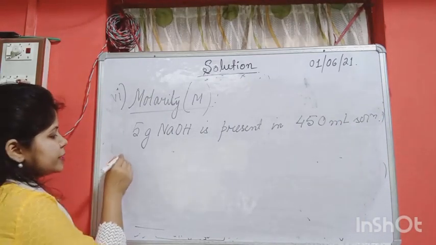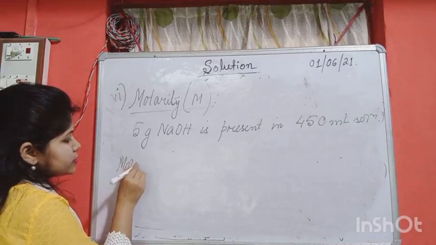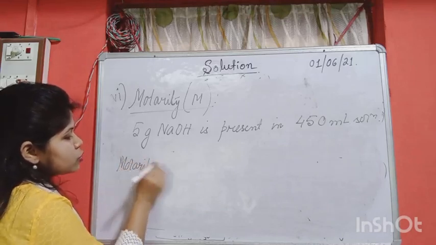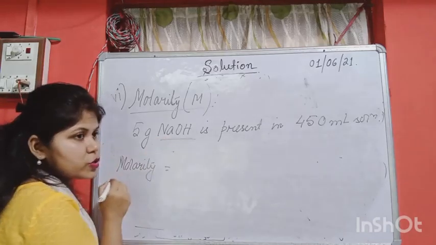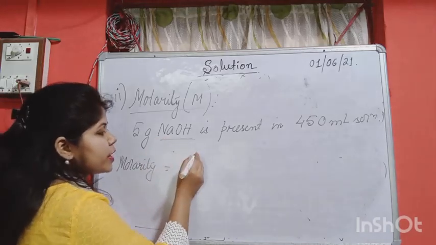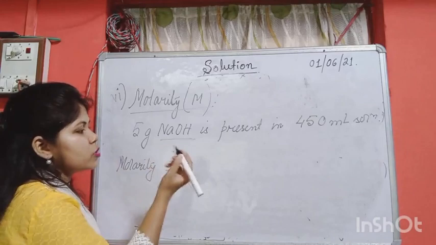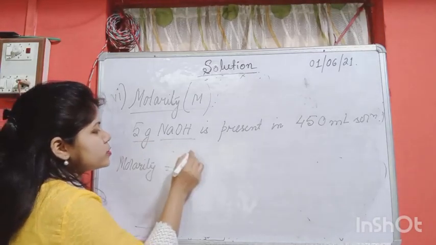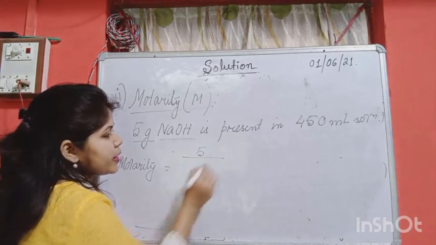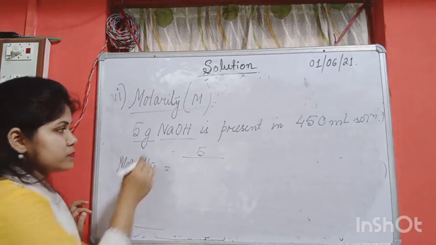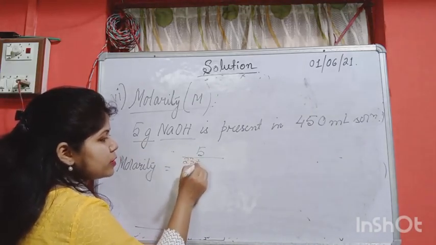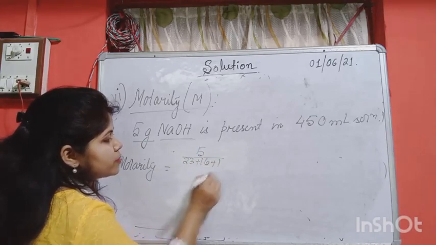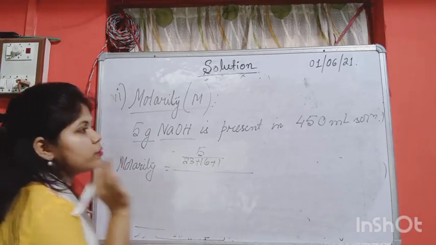We know the molarity formula is equal to the number of moles of solute. Yes or no? Solute is here sodium hydroxide. So the number of moles of solute is given mass by molar mass. The given mass in the question is 5 gram divided by molecular mass. Sodium hydroxide has molecular mass 23 for sodium plus 16 for oxygen plus 1 for hydrogen, divided by the volume of the solution in liter.